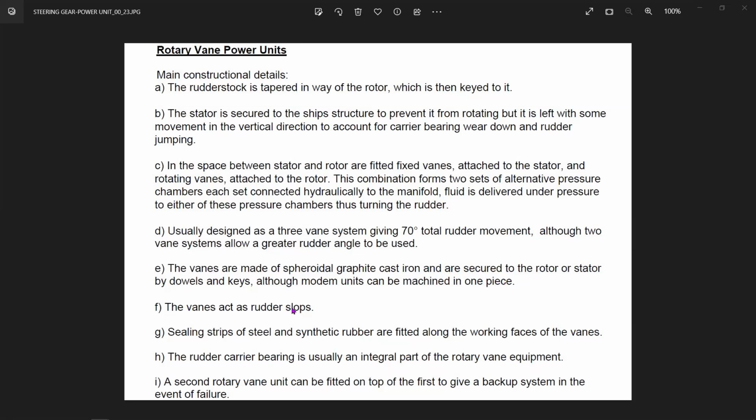The vanes act as rudder stops, and sealing strips of steel and synthetic rubber are fitted along the working faces of the vanes. The rudder carrier bearings are usually an integral part of the rotary vane equipment, and a secondary rotary vane unit can be fitted on top of the first to give a backup system in the event of failure. That means you can have one rotary vane on top, one on the bottom, to give an additional system. But I have never encountered this type of system. But they are saying it can be given if it is required.